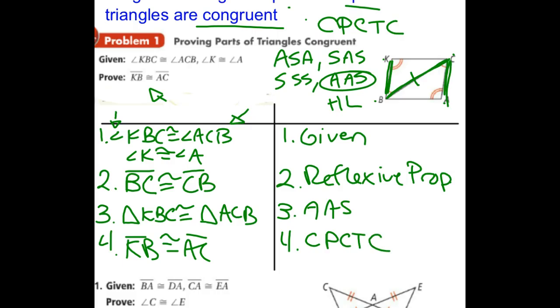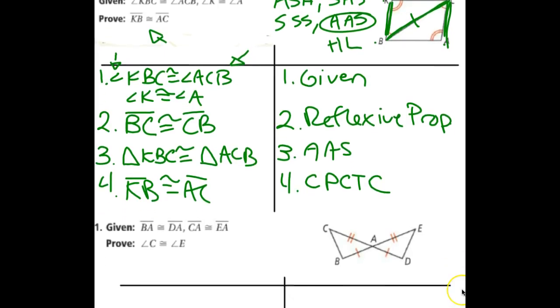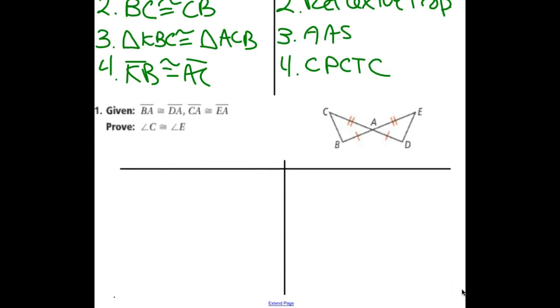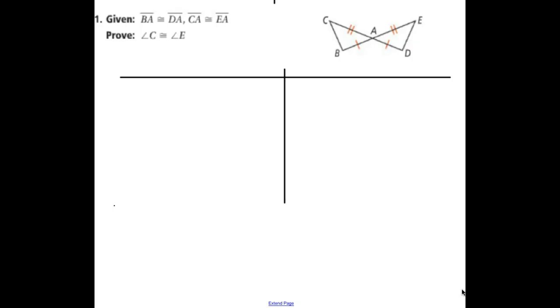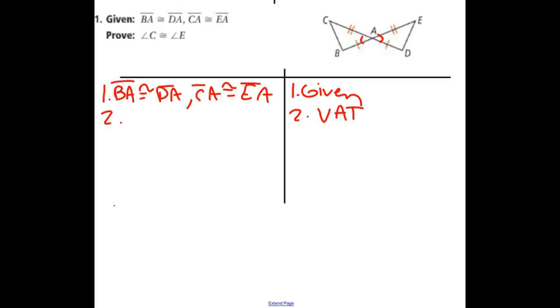Okay, I hope this is coming back a little bit of a refresher for you. I'm going to have you guys try to start this proof on your own, see if you can finish it. It's another 4-stepper. So get that given in and see if there's anything else you can add. Alright, I got a good start on it. I copied down my givens, hopefully you've done that as well.